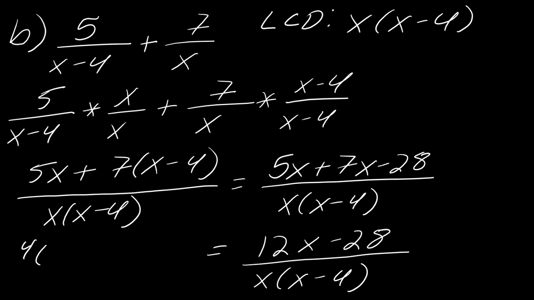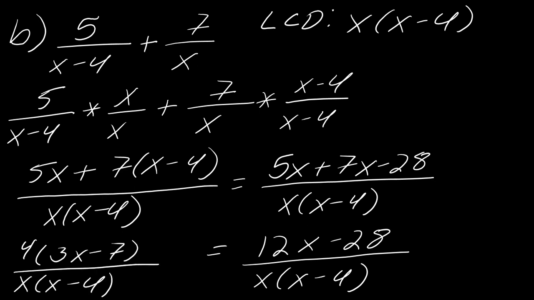So if I factor out 4, this becomes 3x minus 7 over x times x minus 4. So I've factored 4 out of the top here. There's nothing here that will cancel out. So you don't have to factor out the 4 unless you want to make sure that nothing cancels out. So if you already know that nothing's going to cancel out, you don't have to go any farther with it.